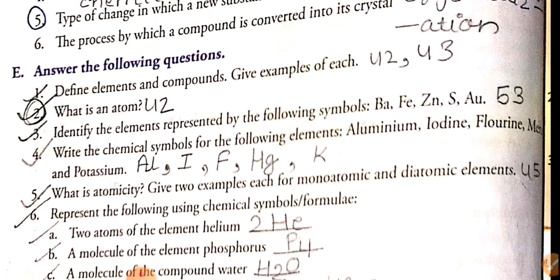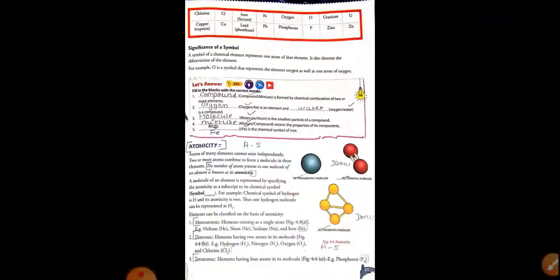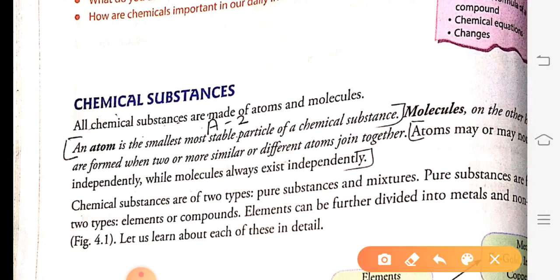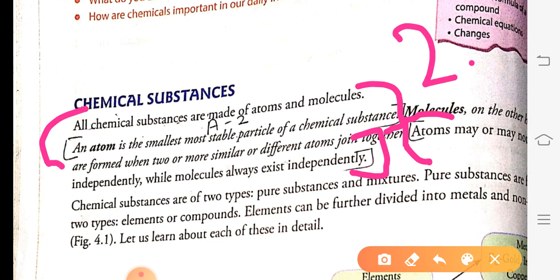Second question is what is atom? This answer is given on page 42. An atom is the smallest, most stable particle of a chemical substance. First you will write till here, then you will start from here. Atoms may or may not exist independently, while molecules or elements exist independently. This is your answer number 2. Next, third answer.